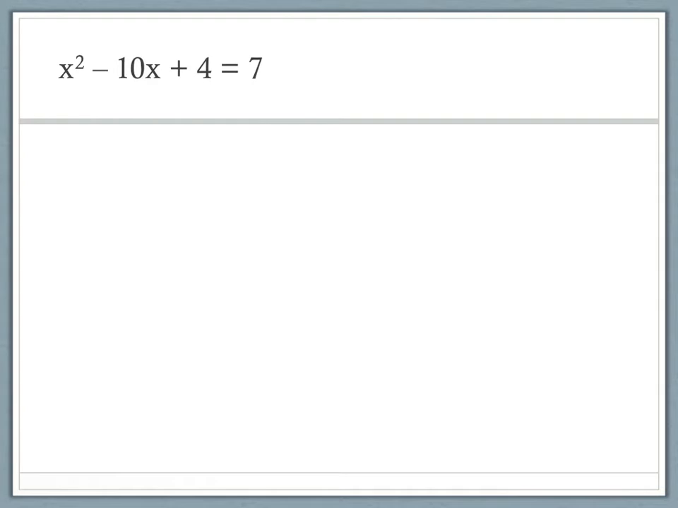Alright, for this example, first thing we got to do, check to see if there's a GCF there. There's not a number that goes in all of them, so what I need to do now is get x squared and x on the same side. So I'm going to subtract 4 from both sides. So I'll have x squared minus 10x, leave a little bit of space, equals 7 minus 4 is 3.